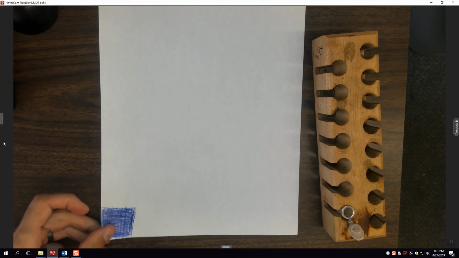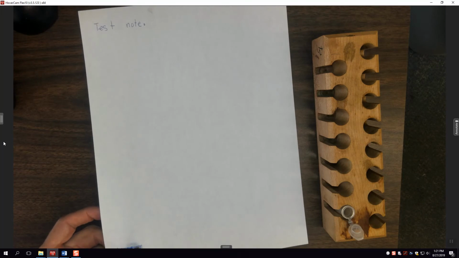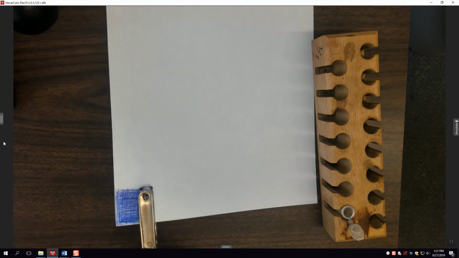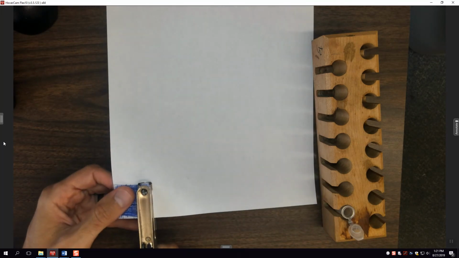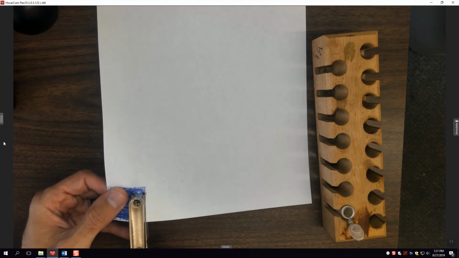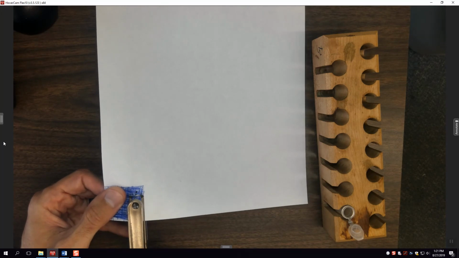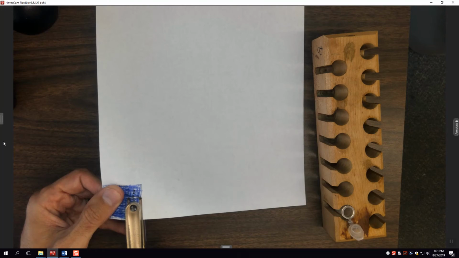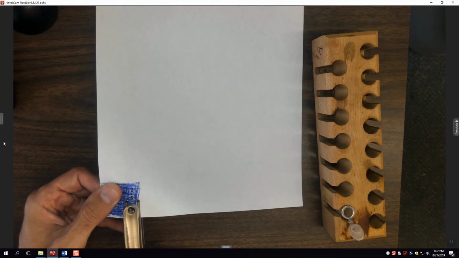Then what you're going to want to do is take this and put it over your sample like so, and then systematically, if you look off to the side, you can see exactly where the hole is going to punch, and then systematically punch holes in your samples like this.